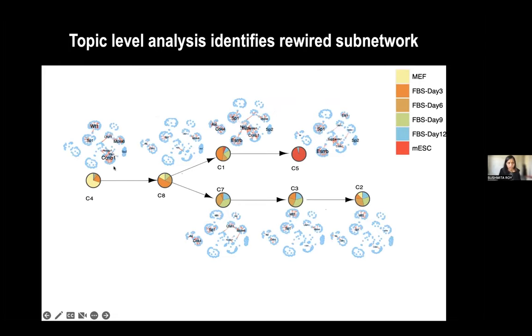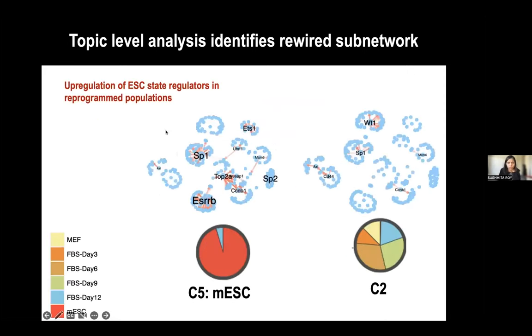So what you're seeing here is one such topic, and I'm just going to zoom in on two of these. So this corresponds to one of the endpoints that we want. Each of these little blue dots corresponds to a gene or a transcription factor, and the little red arrows are regulatory edges that we are predicting. And this is between the two endpoints. So this is C5, which is the embryonic stem cell state that we want to get to, or the pluripotency state that we want to get into. And this is the other endpoint.